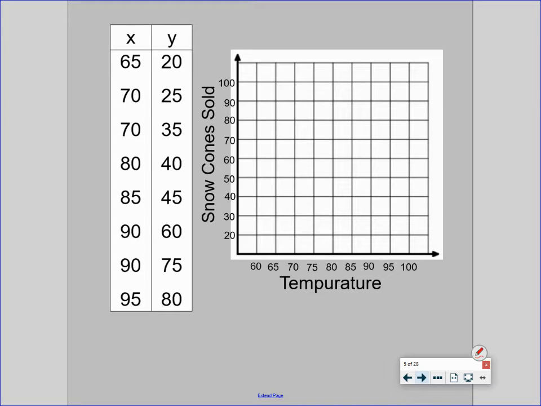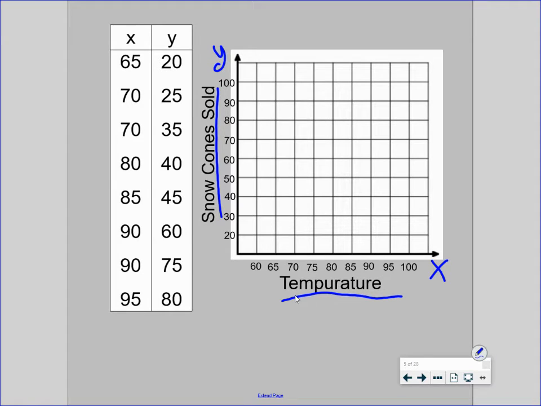So we're going to start off here by creating a scatter plot. We are given here some two-variable data, and our independent variable is the temperature. This is our x-axis. So the temperature in the day, and our dependent variable is the snow cones sold that day. That's our y, and it's on our y-axis.